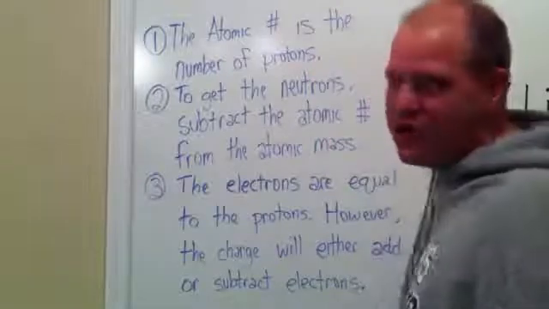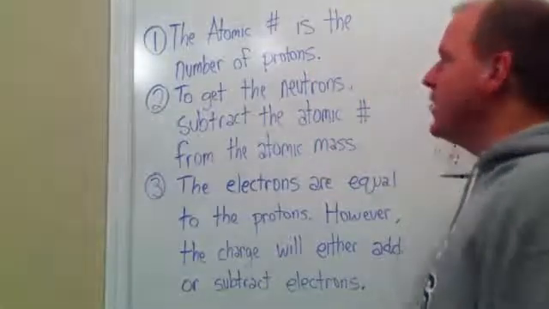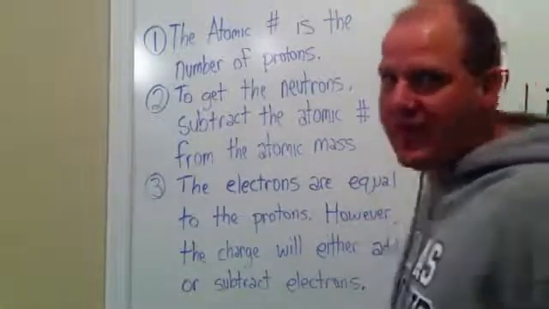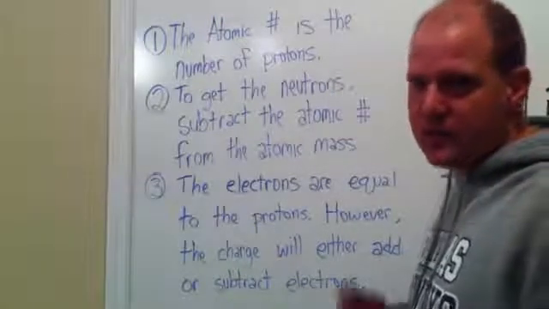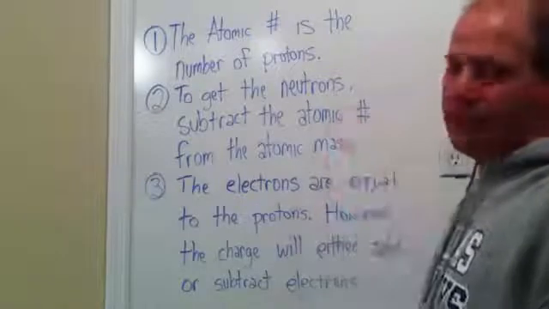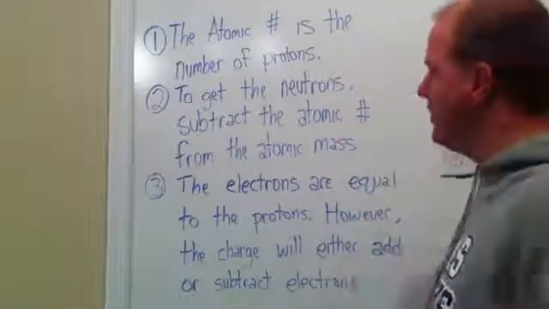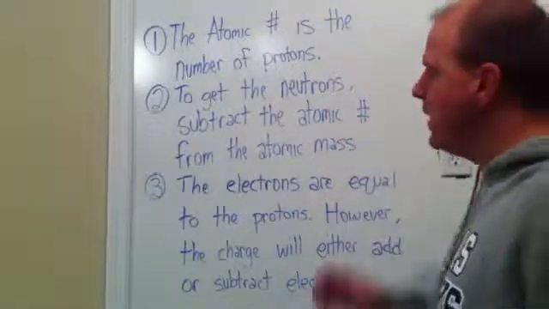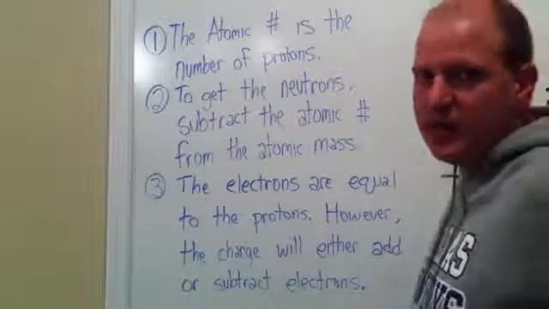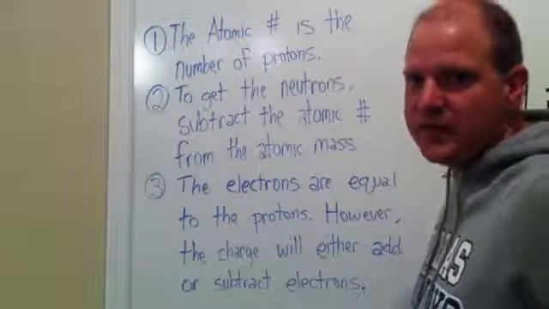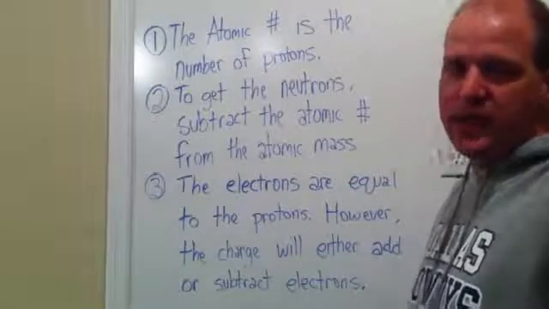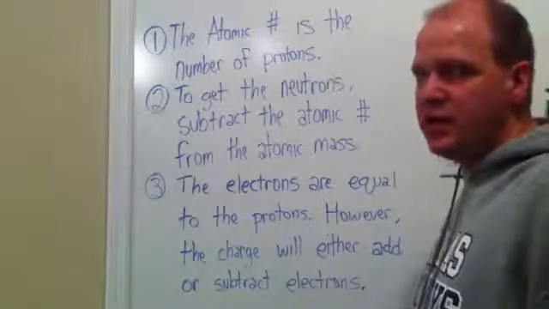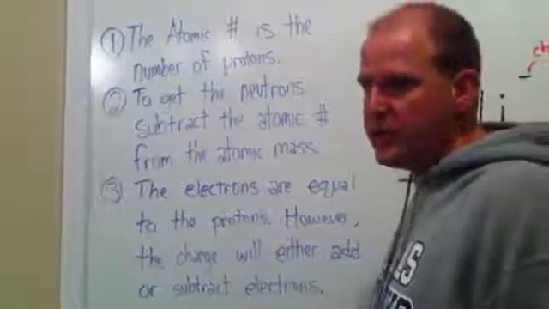Anyway, let's talk about how to draw atoms. So we're gonna go by 3 rules whenever we draw atoms. Rule number 1: the atomic number is the number of protons. So whenever you have to draw out this number of protons, look at the atomic number. Rule 2: to get the neutrons, subtract the atomic number from the atomic mass. So in order to get the neutrons, you take the atomic number, which is the smaller number, and subtract it from the atomic mass, which is going to be your larger number. And that's going to give you the number of neutrons.